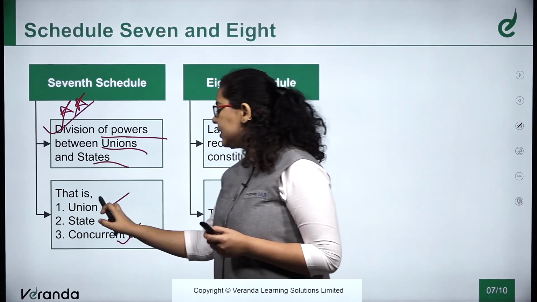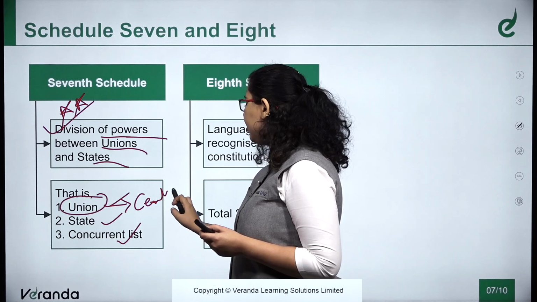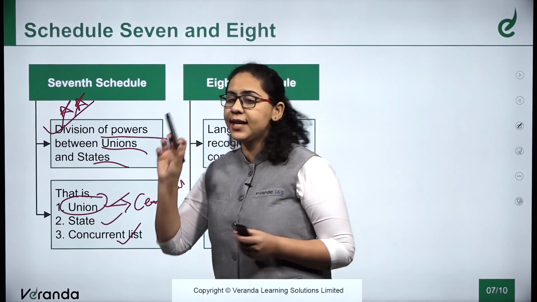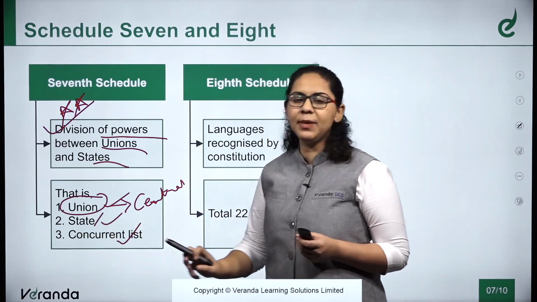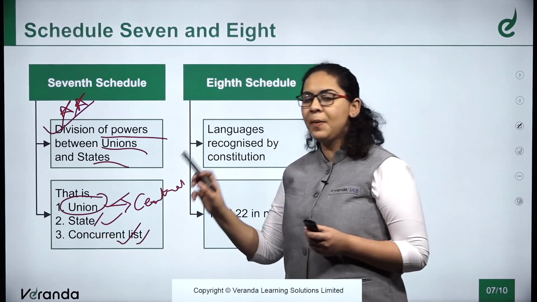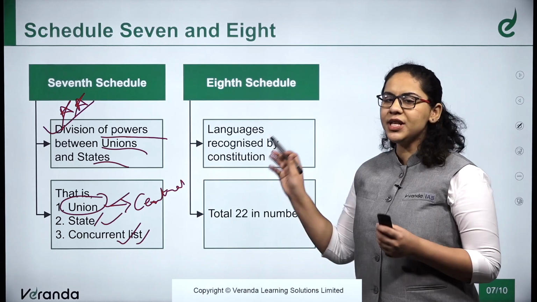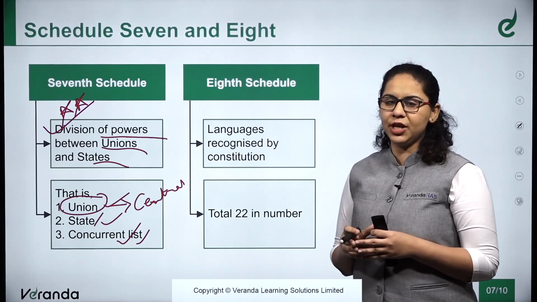The union list deals with the matters of the central government. It means only the center can make laws on union list. On state list, only the states can make laws, and on concurrent list, both center and state can make laws. Apart from this, we also have some residuary powers that we will discuss in center-state relations.